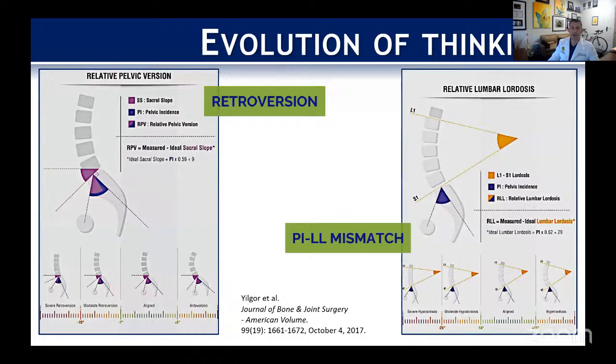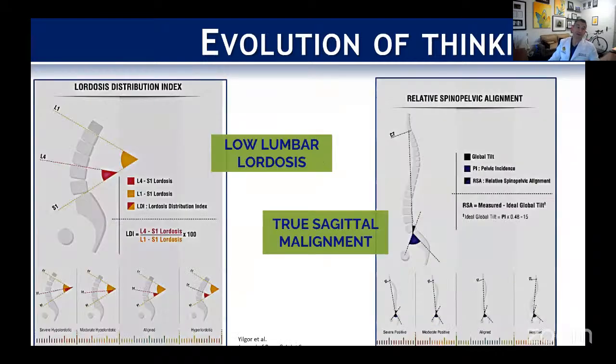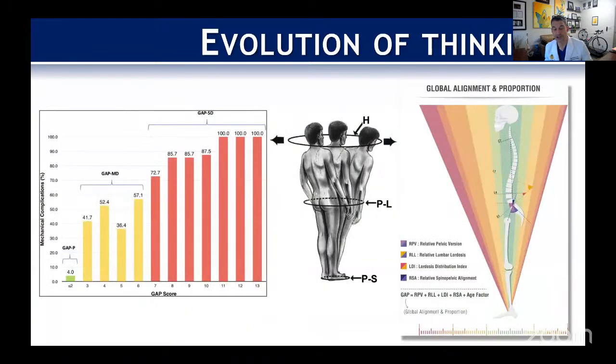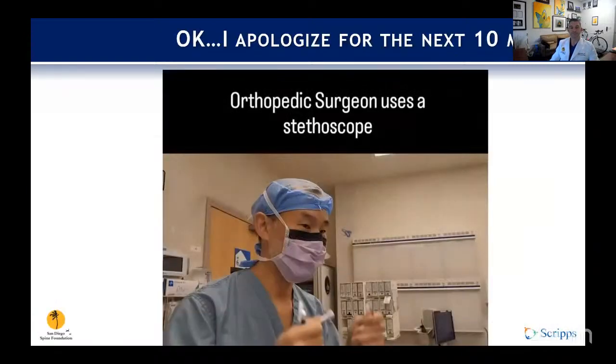The GAP score came out, a really important study. If you haven't read this, I think it's really important. This takes into account the mismatch, but also relative lordosis, pelvic retroversion, the distribution of the lordosis, and an overall true sagittal malalignment, and it puts it together into a score. It adds aging to it as well, and it eventually gets you to a place where you'll have a better prediction of mechanical failure.